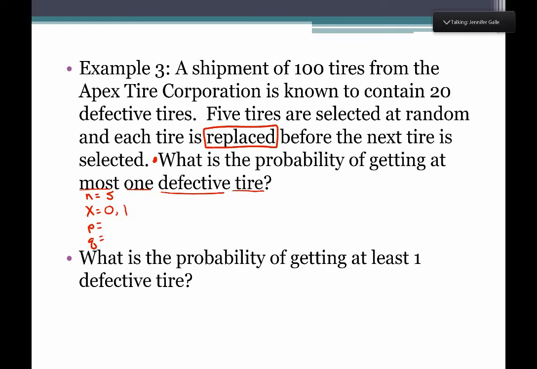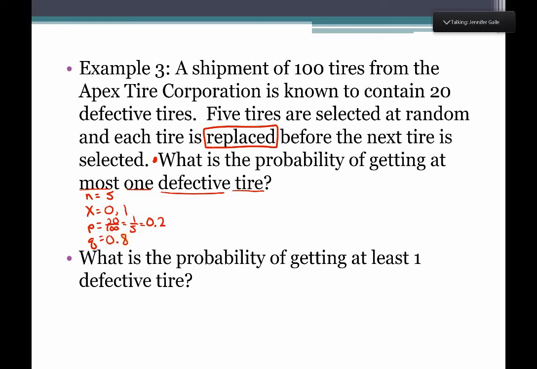So the probability we get a defective is 20 out of the 100. Go ahead and simplify it down to 1/5 or to 0.2. Only use decimals though for P and Q if you don't have to round them. 1/5 works out really nice to 0.2. And then that means Q would be our 8/10, 80%, however you want to look at that piece.